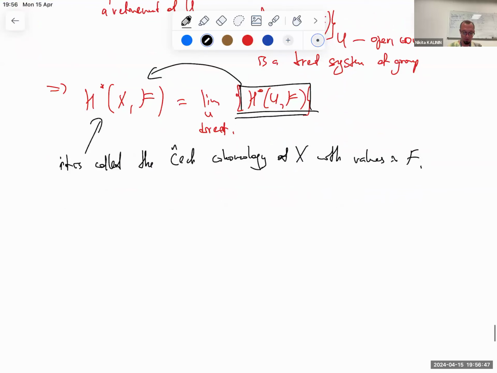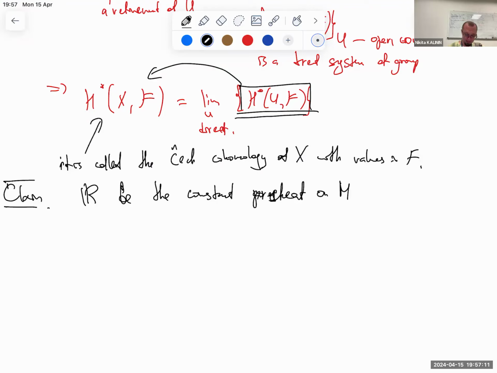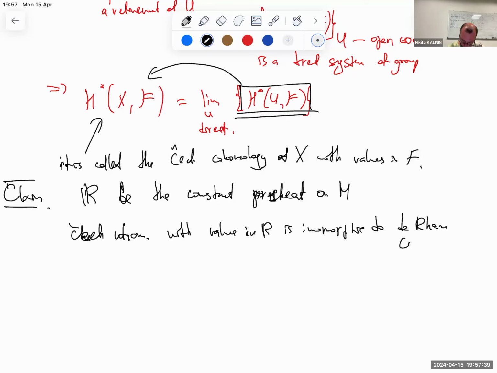Well, and then, what we actually proved before is this: suppose we let R be the constant presheaf on a manifold M, and then the Czech cohomology with values in R is isomorphic to the de Rham cohomology of M.